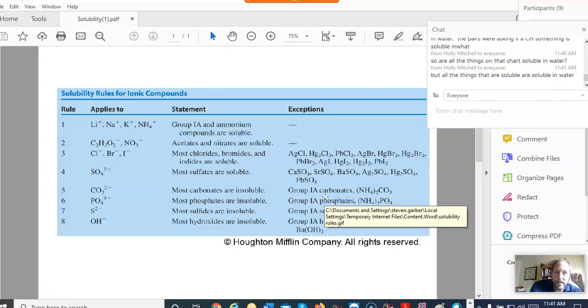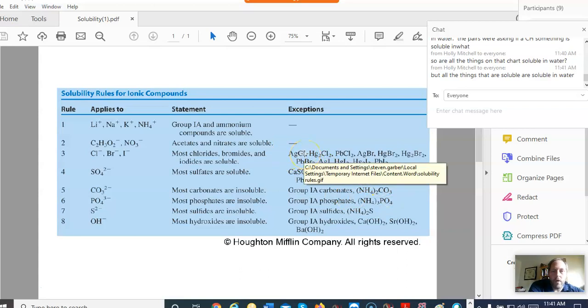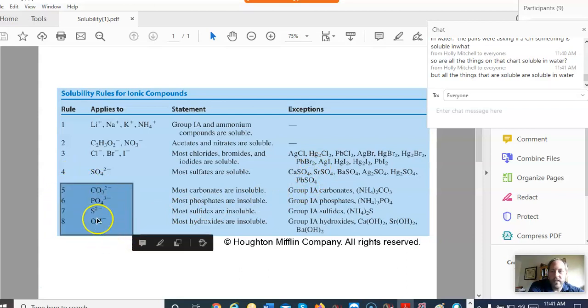But all the things that are soluble. Well, yeah, if it is soluble, yes, it's soluble in water, unless it's a compound that is insoluble in water. Like if it's silver chloride, that would be insoluble in water. Or if it's any one of these things, then it would be insoluble in water.